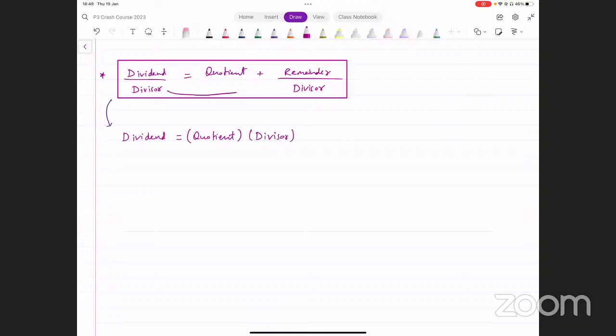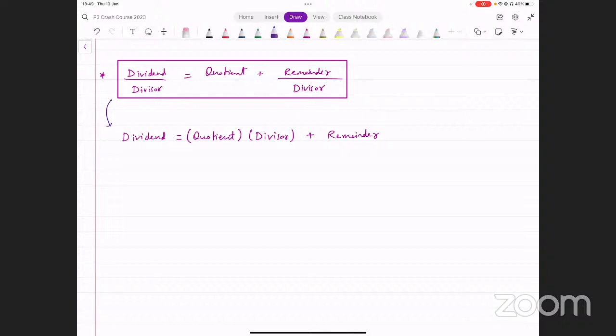And when the divisor gets multiplied with this term, the divisor in the numerator and the denominator get cancelled, and we're only left with the remainder there. So this is another way of writing that same identity, that the dividend equals quotient multiplied by the divisor plus the remainder.